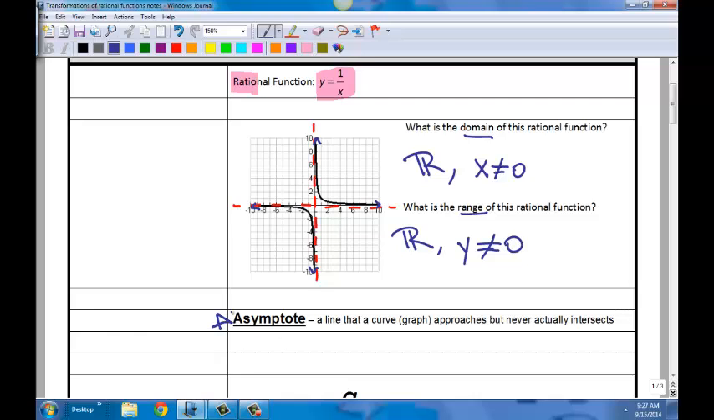So right here I've got a definition for you. An asymptote is just a line that the curve approaches but never actually intersects. Remember, that just means touches or runs into it.